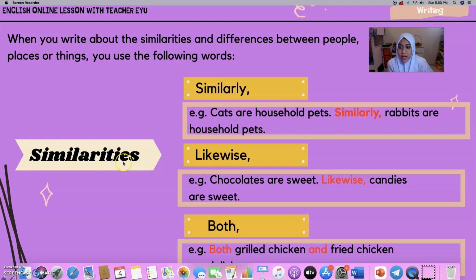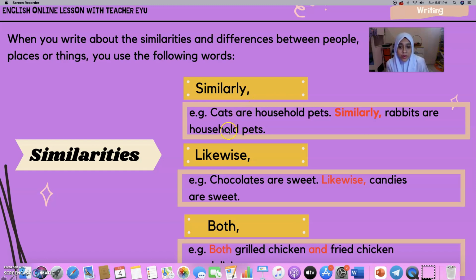Alright, for similarities means persamaan. Untuk menyatakan persamaan, we can use these words. There are 3 words here. The first word is similarly. Example of sentence. Cats are household pets. Similarly, rabbits are household pets.